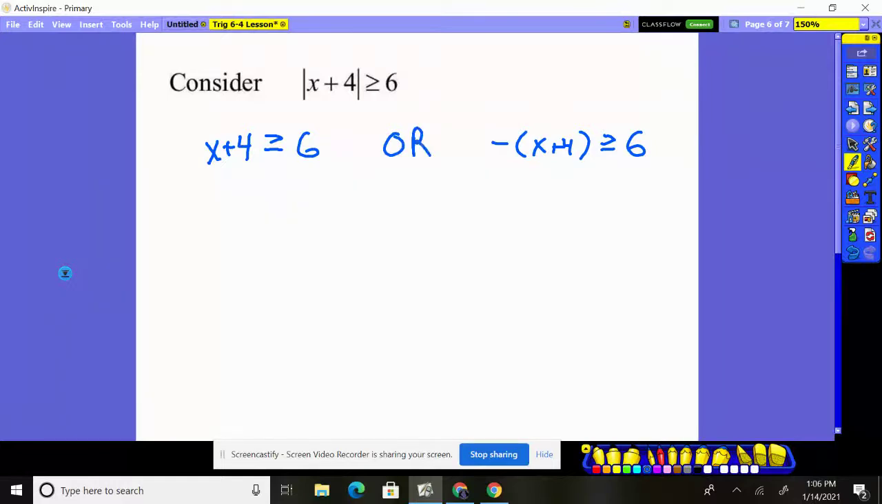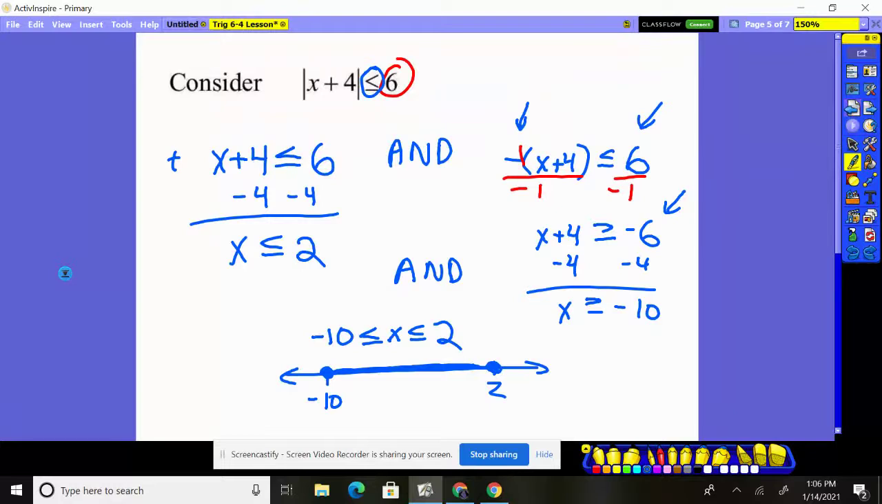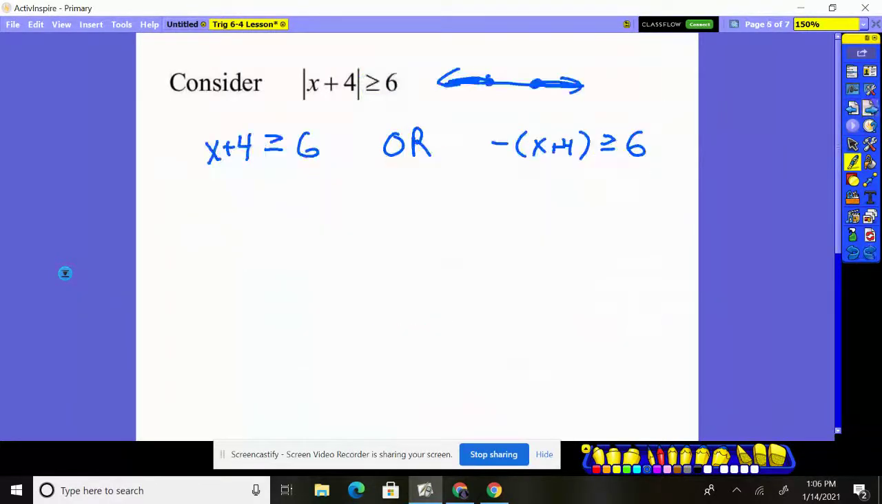So this is going to be an or situation. What's going to happen graph-wise? It's going to be points going that direction and that direction, unlike the last one where it's the points in between them. See, last one, it's the points in between them. When we have a greater, it's going to be an or situation, and it's going to look like that.